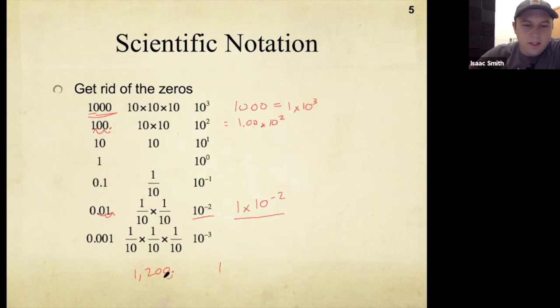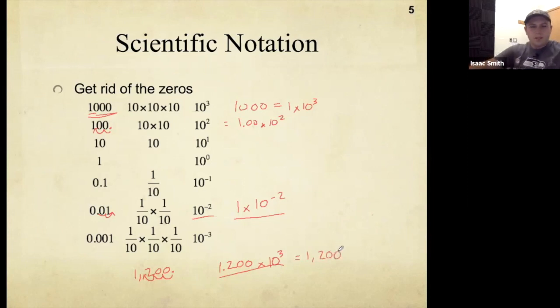So we need to move the decimal over 1, 2, 3 times, okay? And that actually would give us 1.200, okay? If we move the decimal over 3 places. And since we moved it over 3 places, we now have 1.200 times 10 to the power of 3. So if you put this number in your calculator, it should give you back 1,200, okay?